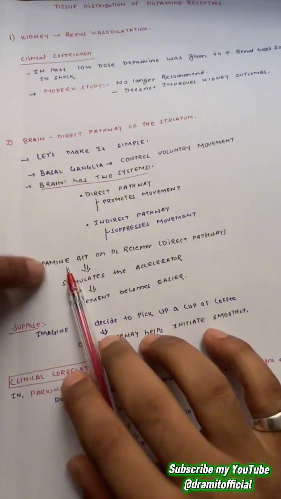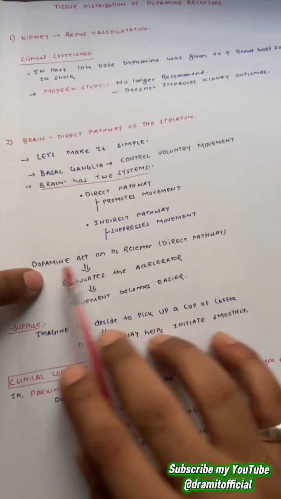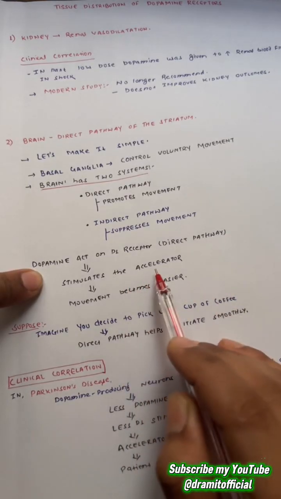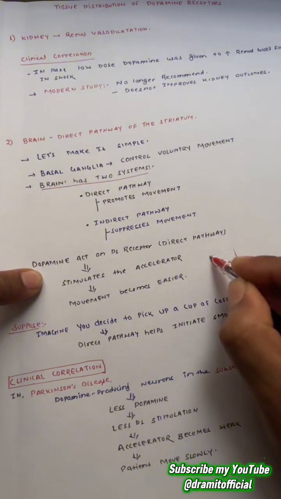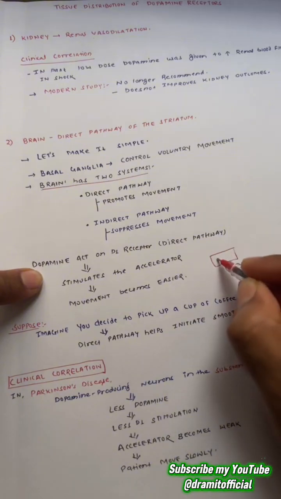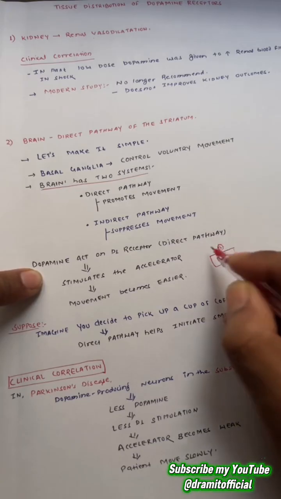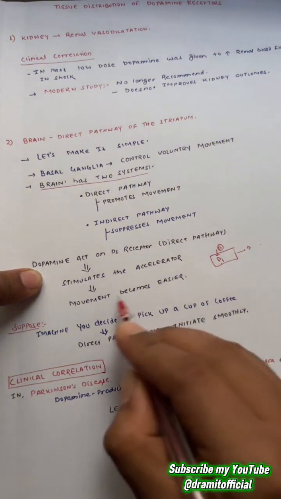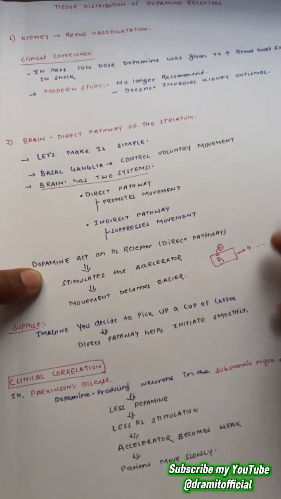When dopamine acts on the D1 receptor, so we know that we have D1 and D2 receptors, when dopamine binds to the D1 receptor in the direct pathway, it stimulates the accelerator. Suppose this is a direct pathway and there is a receptor called D1 receptor. When dopamine binds to it, it will accelerate it. It means it increases the speed, and the movements become easier because someone is accelerating you.